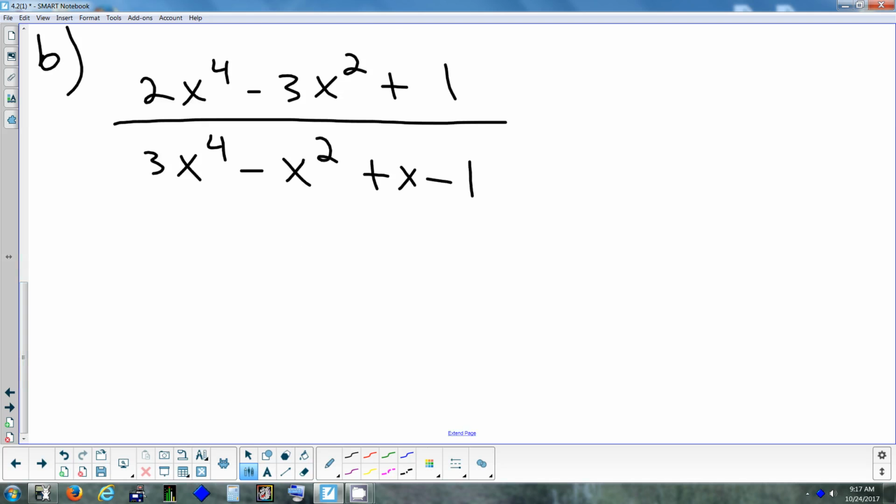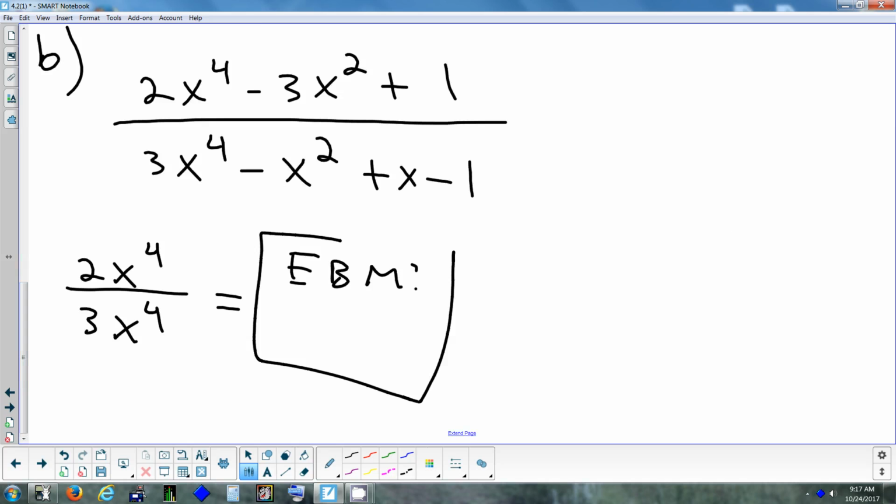Okay, how about Juliette? What's my end behavior model in the top here? Should be 2x to the 4. And in the bottom? 3x to the 4th. So what is my end behavior model going to be there? Would it be 2 over 3? Yeah, it's going to be 2 over 3. So my end behavior model is just 2/3.